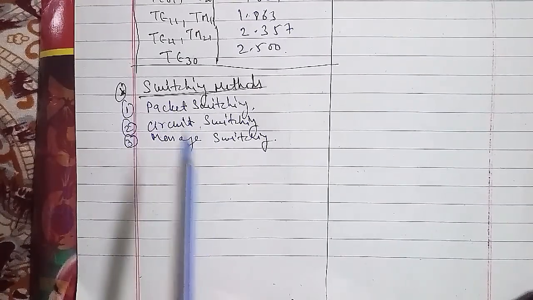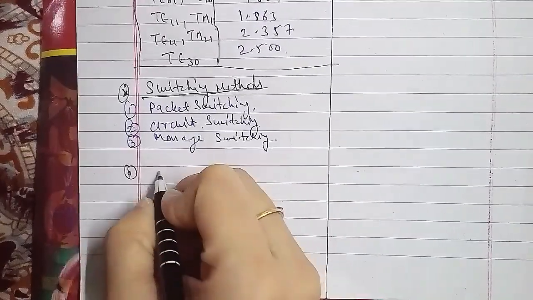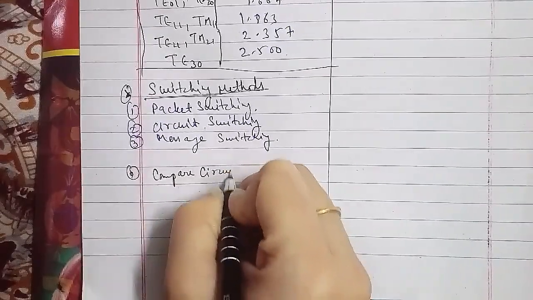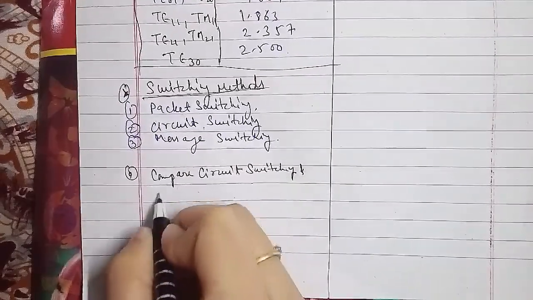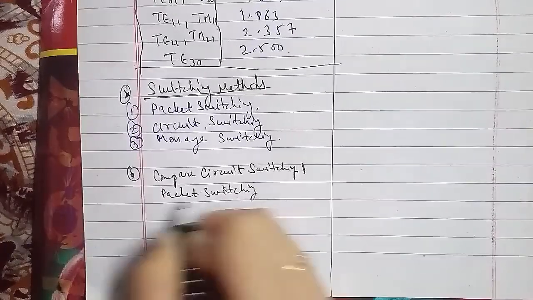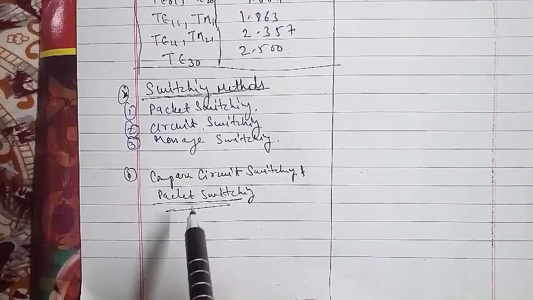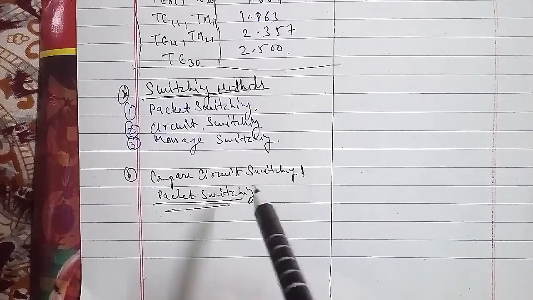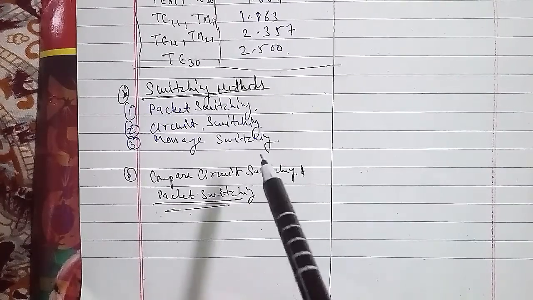The first comparison is that in circuit switching there is a physical connection between the transmitter and receiver, while in packet switching no physical path is established between the transmitter and receiver. The second comparison: in circuit switching all the packets use the same path, while in packet switching each packet travels independently. The third: circuit switching needs an end-to-end path before the data transmission, while packet switching has no need of an end-to-end path before the data transmission.